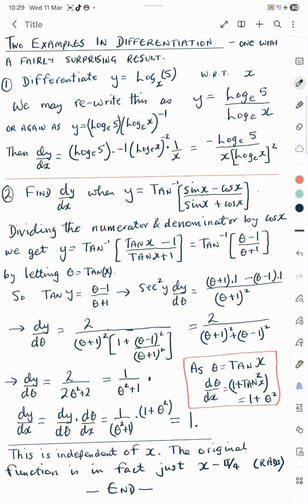I have to say that result surprised me when I first did it, but on further investigation, we found the original function is in fact just x minus pi upon 4, measured in radians. Okay, so that explains that.